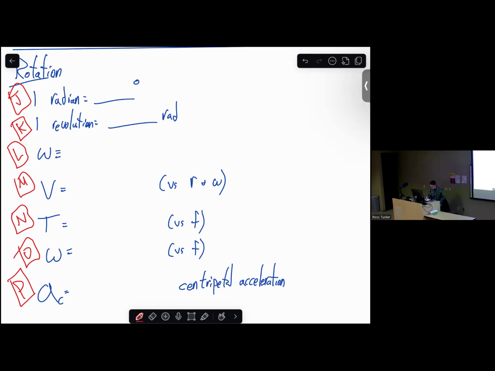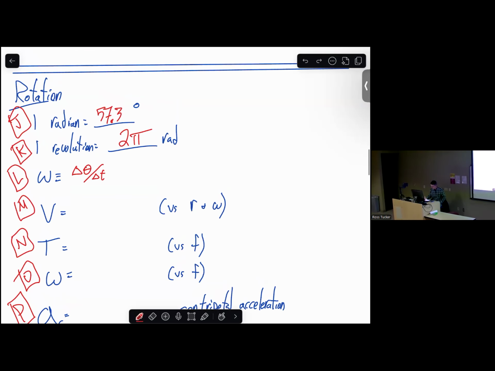Let's bang this out real fast. 1 radian is about 57.3 degrees. To be precise, it's 180 over pi, exactly. Screw that, you can have 3 sig figs. 1 revolution is 2 pi radians. The defining equation for omega, angular velocity, is change in angle per time. This is omega, this is theta, this is delta. This is pi. They're all Greek letters.